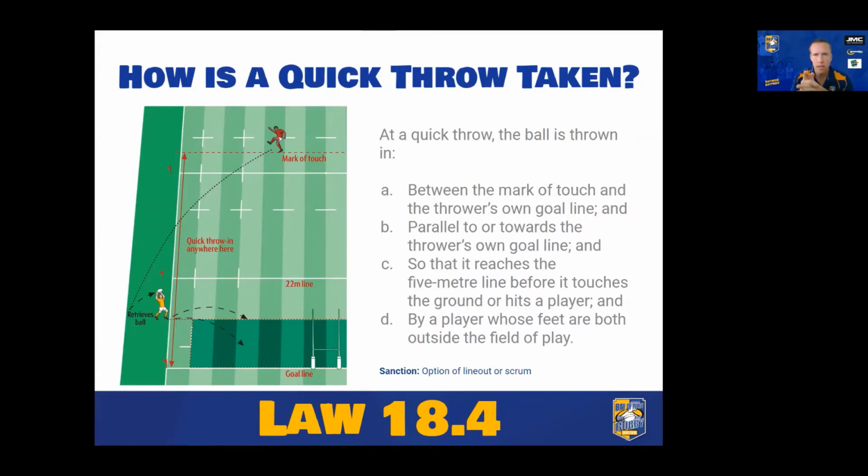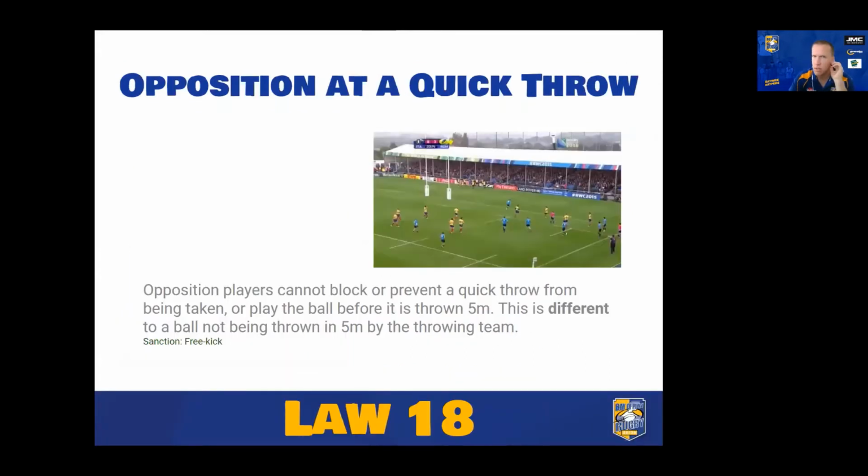The key thing about the 5 meter mark is if it's thrown into a player who's not doing anything intentional to put himself in the way, so an opposition player, and it's thrown in directly at them, then again that's on the thrower to avoid that player, and it's an option of lineout or scrum to the opposition. Then we'll go into what happens with actions of the opposition next.